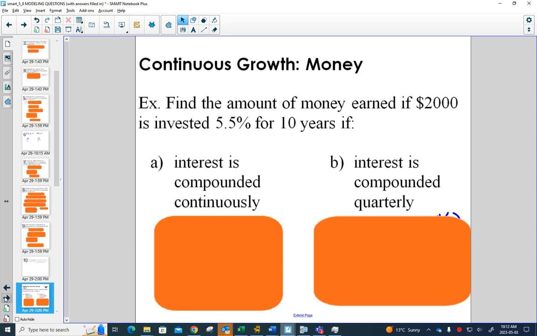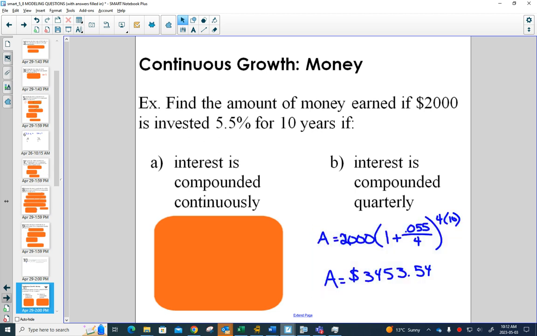So what we're going to do here is look at, if you had $2,000 and you got 5.5% interest for 10 years, what would it be equal to? And we're going to look at compounded quarterly first. So quarterly would use the old formula, the first formula that we did. And not bad. Your $2,000 went up to $3,453. You made almost $1,500 in interest doing nothing. Always exciting.